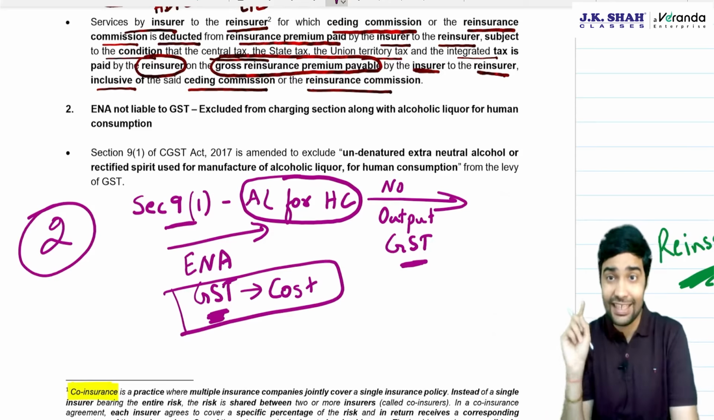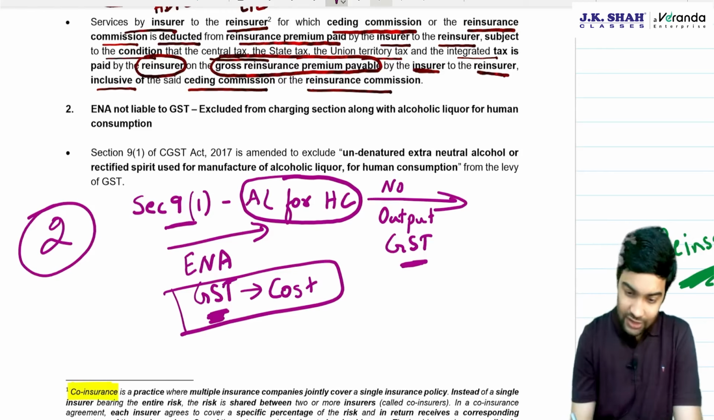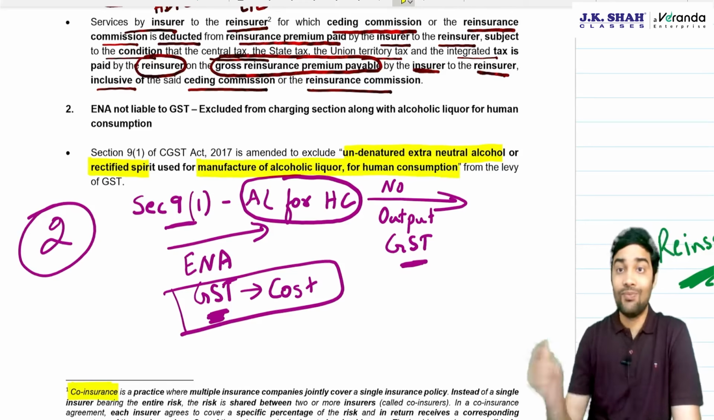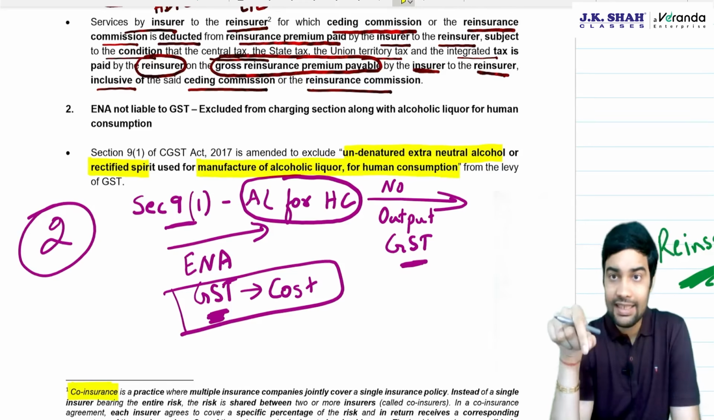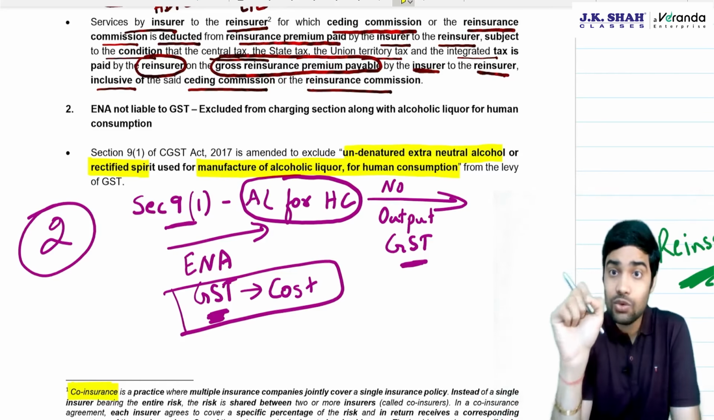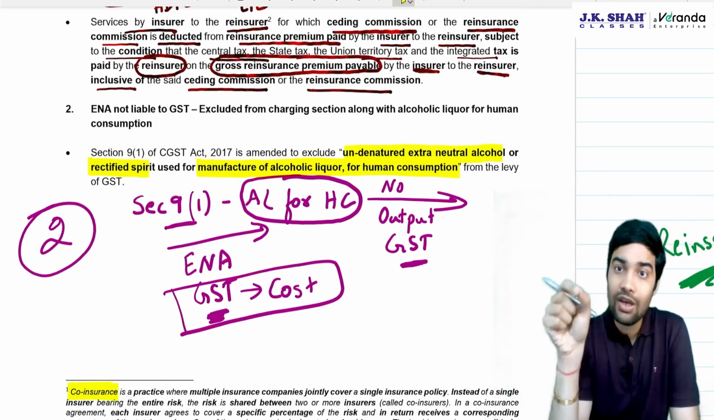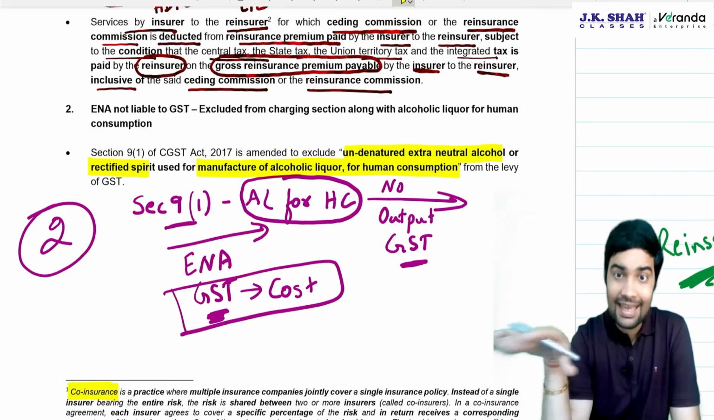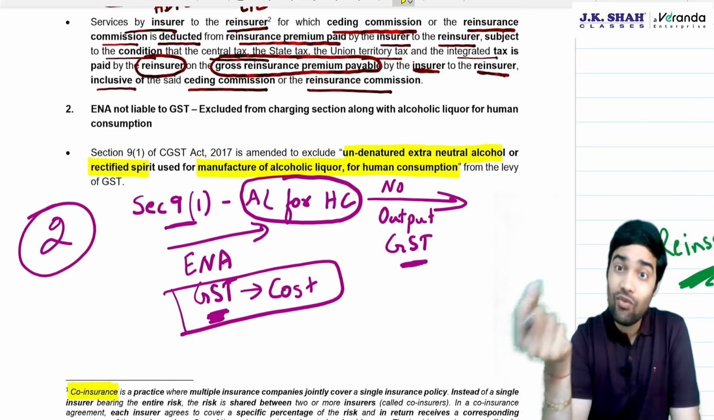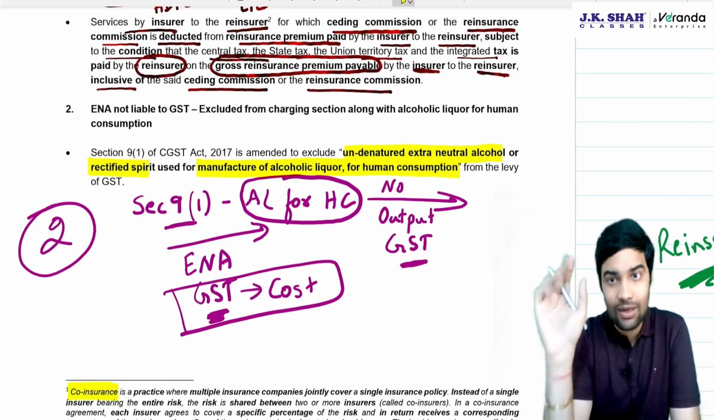You need to remember this entire sentence. First of all, what is outside GST? Undenatured ENA or rectified spirit, which is used for manufacture of alcoholic liquor for human consumption. Suppose this undenatured ENA is used for manufacture of medicines, it is liable to GST. Only when it is used for manufacture of alcoholic liquor for human consumption, then it will be outside GST. Only one product for its specific use is outside GST.